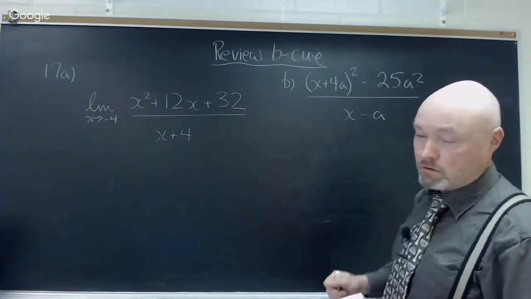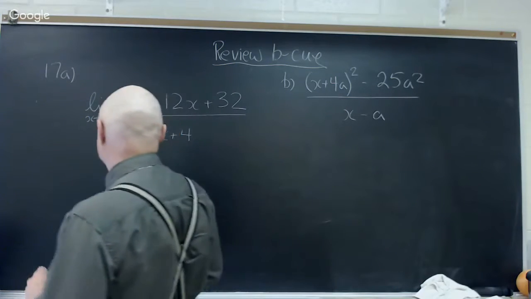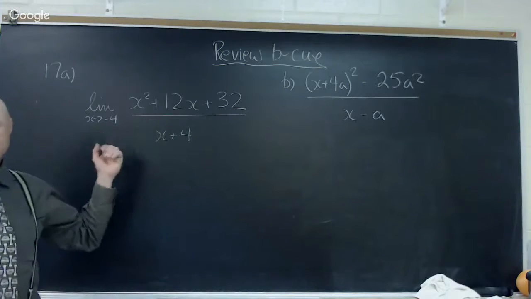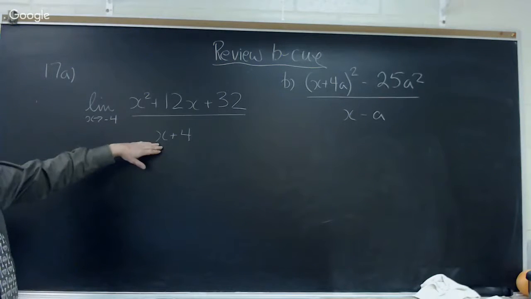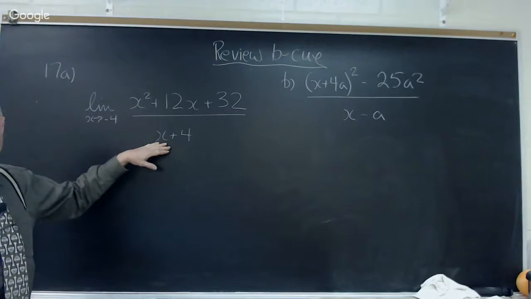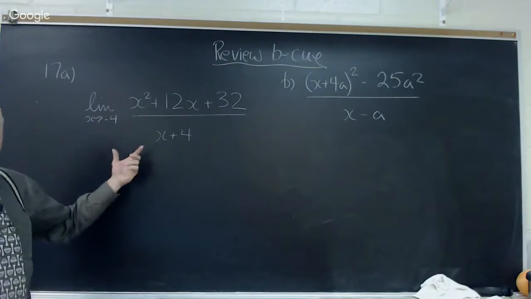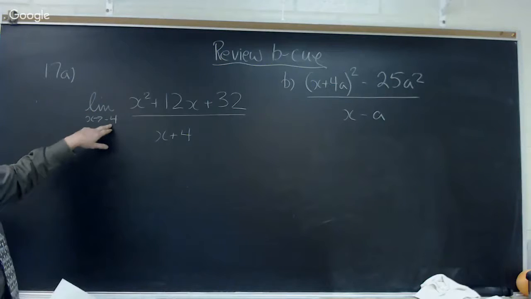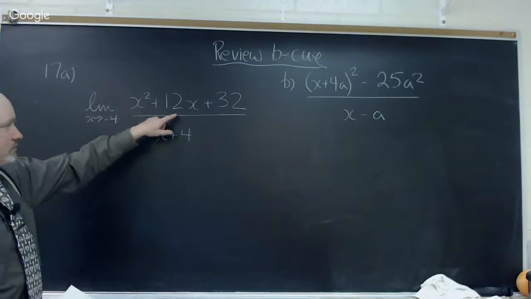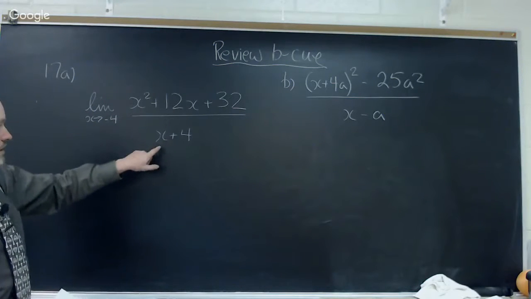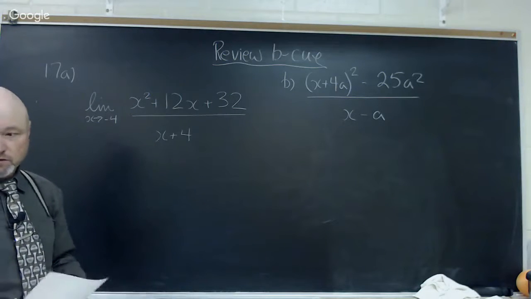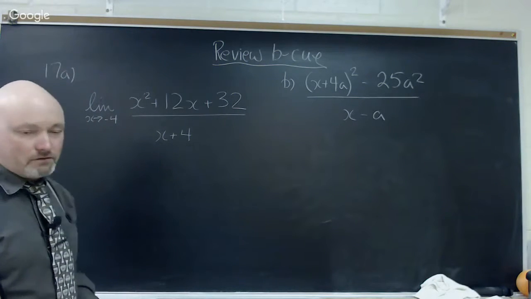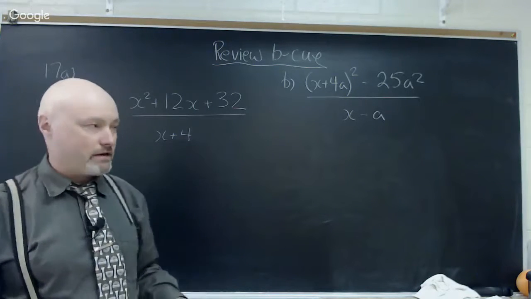So here are two different limits. And the first thing you do when you see one of these limits is you just plug in that value for x. And right away, we wind up with this 0 over 0 if we plug in a negative 4 for x. That's 16 minus 48 plus 32, and this is negative 4 plus 4. So 0 over 0. So we're going to see if we can do something about that, or if this is just, we can't do anything about it.